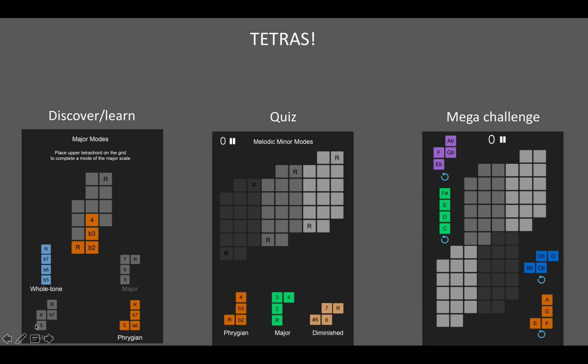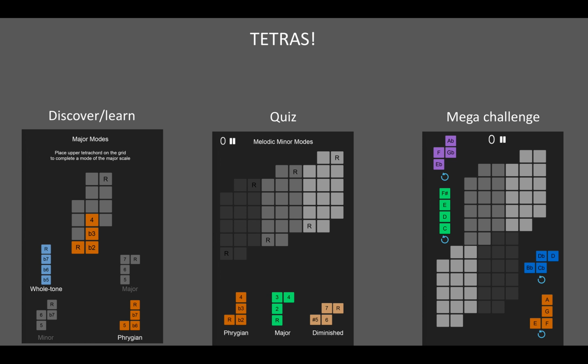This is my final project for designing technologies for music education this semester, and my final project is an application called Tetras, which is a way that one can learn the modes of the major scale and the melodic minor scale, and hopefully from here wind it back to do more basic things as well.